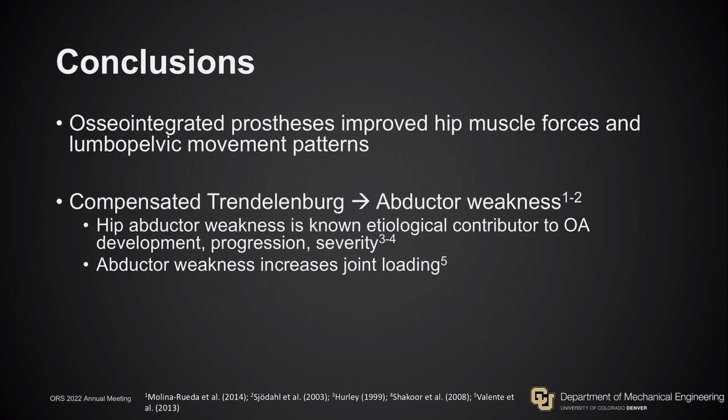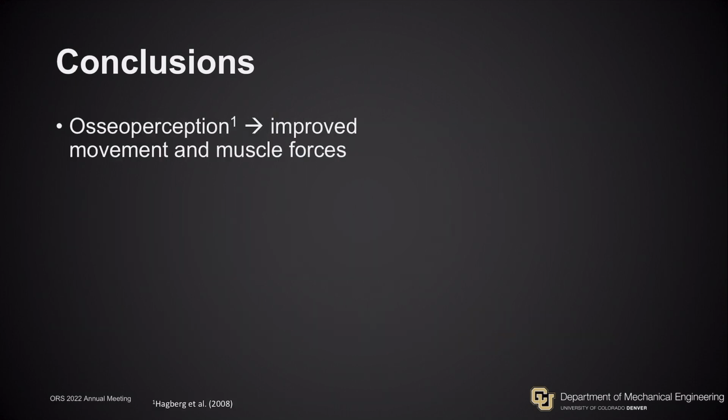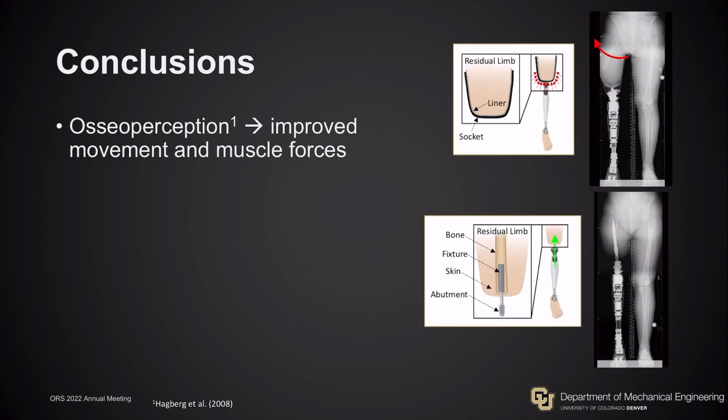The relationship between muscle forces and joint loading is supported in some of our other work that has actually shown a decrease in the magnitude of joint loading and walking following prosthesis osseointegration. I encourage you to visit poster 1656 to find out more. Overall, we attribute the increase in muscle force resulting in more symmetrical movement patterns to be a result of greater osseoperception, or the increased ability to recognize a mechanical stimulus that's possible through the bone-anchored prosthesis. And this is due to a more normative loading pattern that is not otherwise possible through a socket.